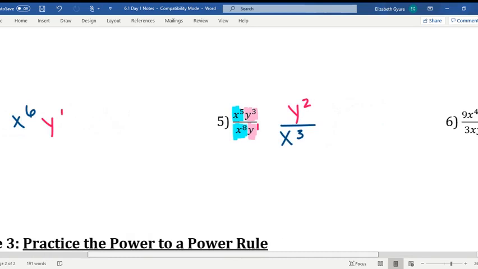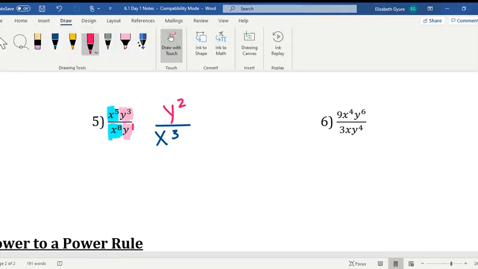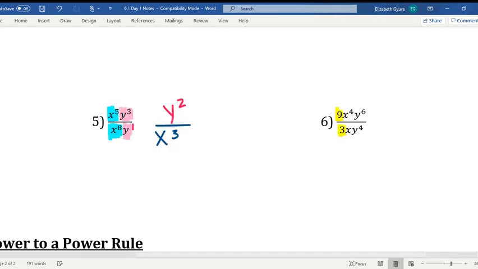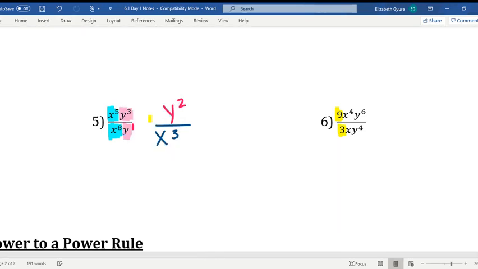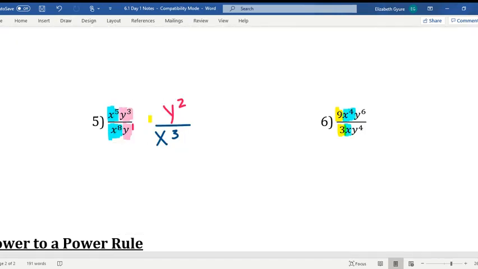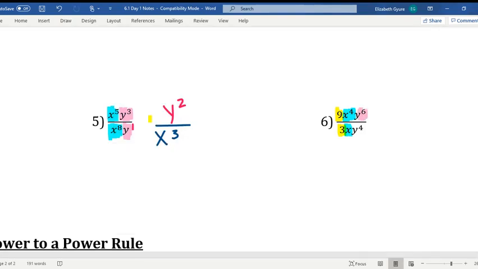All right, and then one more of these kind. This time I have numbers, x's, and y's. So numbers go with numbers, so 9 goes with 3. Oh, sorry. X's go with x's, so x to the fourth and x. And then y's go with y's, so y to the sixth and y to the fourth.